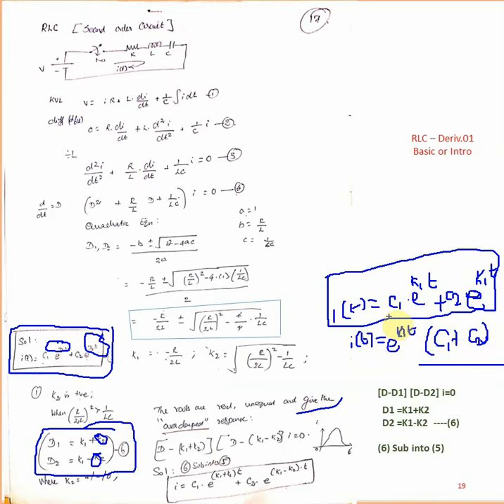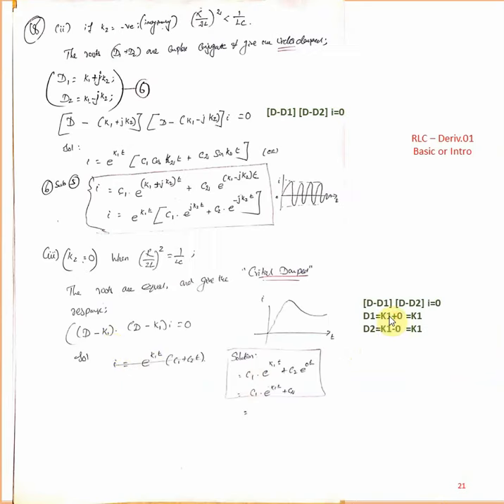Okay, the critical damped equation. I see C1 e power K1t plus C2 e power K1t. Here is a small mistake: K1 only, you can write. Then (C1 plus C2) into e power K1t. So you will write that. Okay, so that's all.